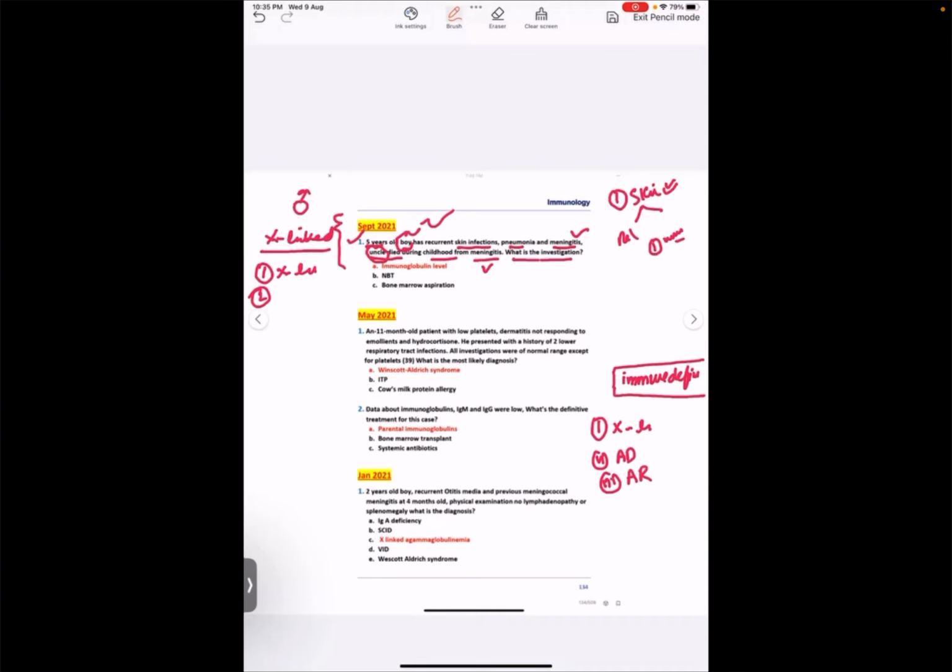These 5 questions and approaches will all solve your recalls. One is X-linked agammaglobulinemia, number 2 is SCID, right? Number 3 is Wiskott-Aldrich syndrome, and number 4 is chronic granulomatous disease. 1, 2, 3, 4. Write them down. These 4 are very, very important for your recalls, for your examination questions, right?